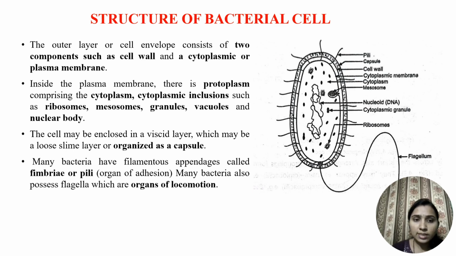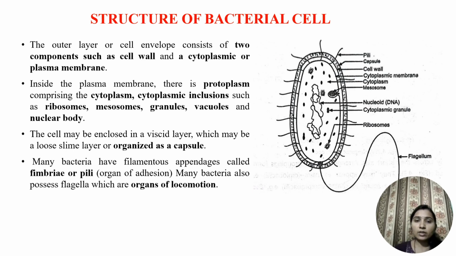These cells may be enclosed in a viscid layer, which may be a loose slime layer, that is called the capsule. You can see this bacterial structure looks like a capsule. Many bacteria have filamentous appendages, and these filamentous appendages are called pili or fimbriae. This pili is also called the organ of adhesion, and the flagella is called the organ of locomotion.